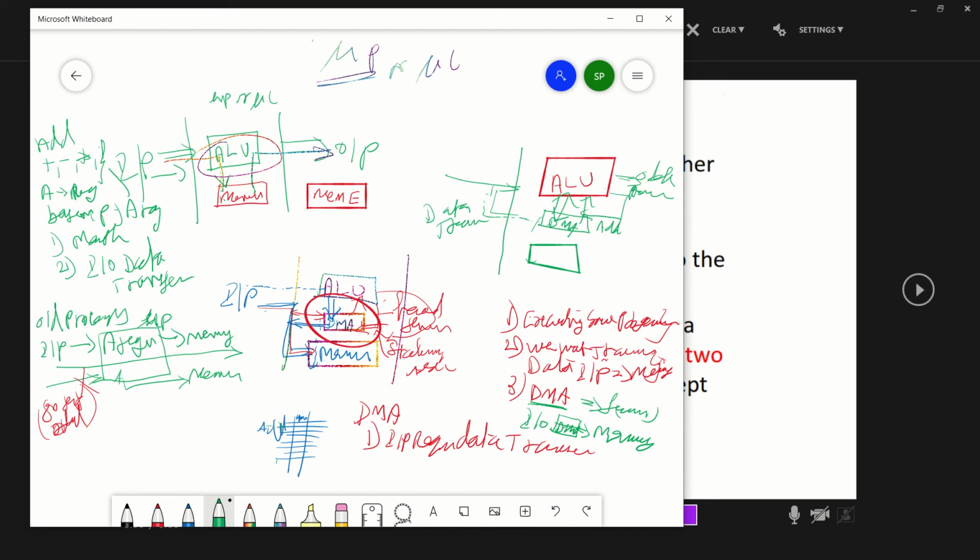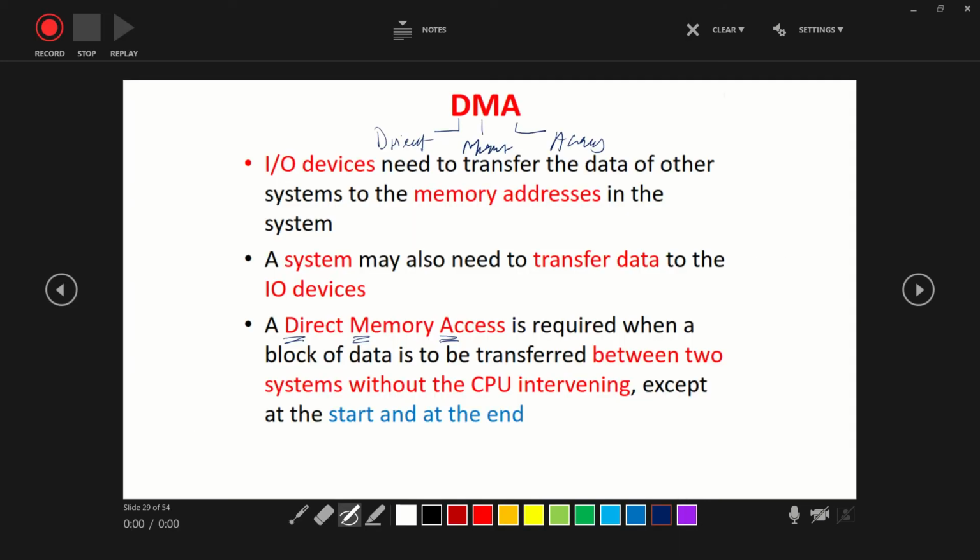So this is another way of data transfer. How are we going to get this? This is the memory. We are going to transfer the data to this memory, based on that address. This entire process is called the DMA access process. Now we are going to see the description.